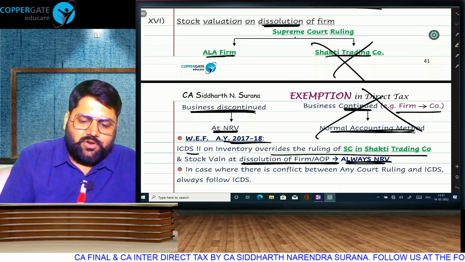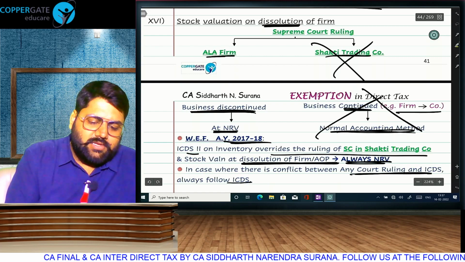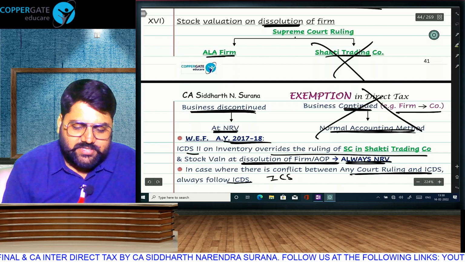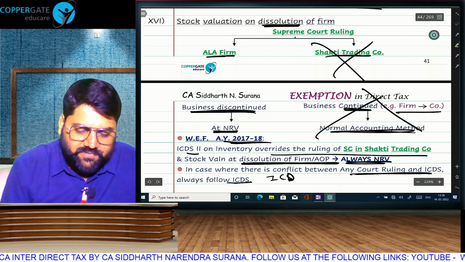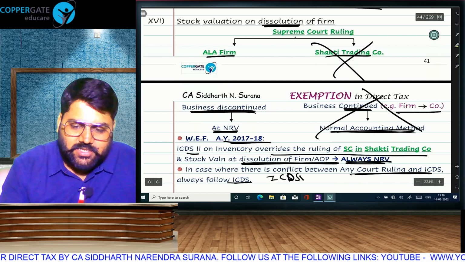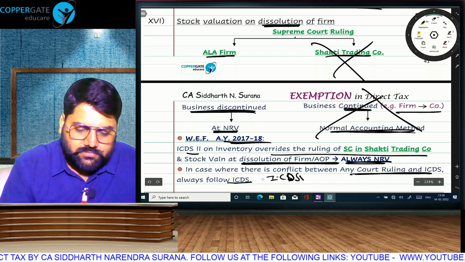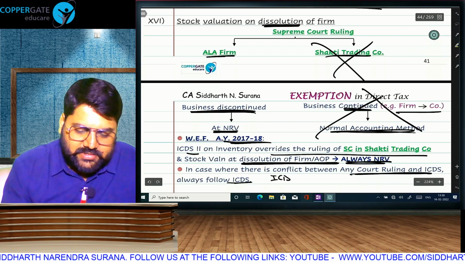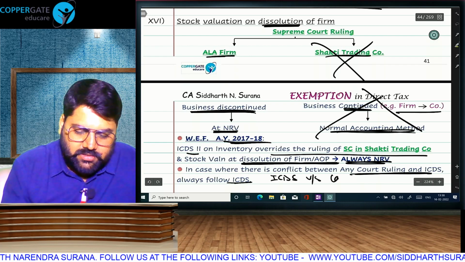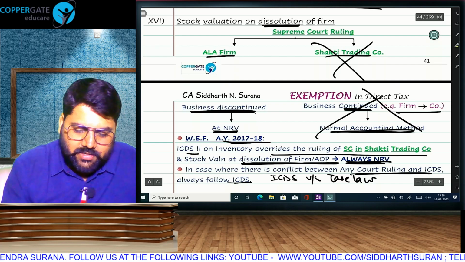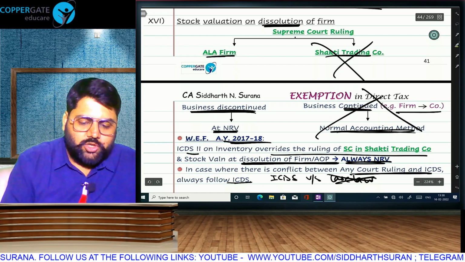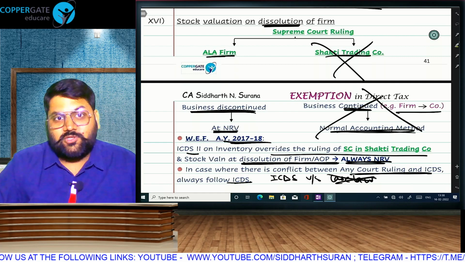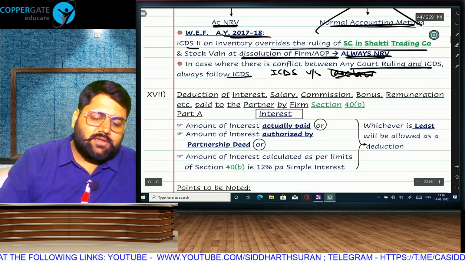And if there is any conflict between court ruling and ICDS, let me be clear, ICDS versus case law, if there is ever any such fight, the ICDS will be superior to the case law. The ICDS will override the case law like it did with the Shakti Trading case law.